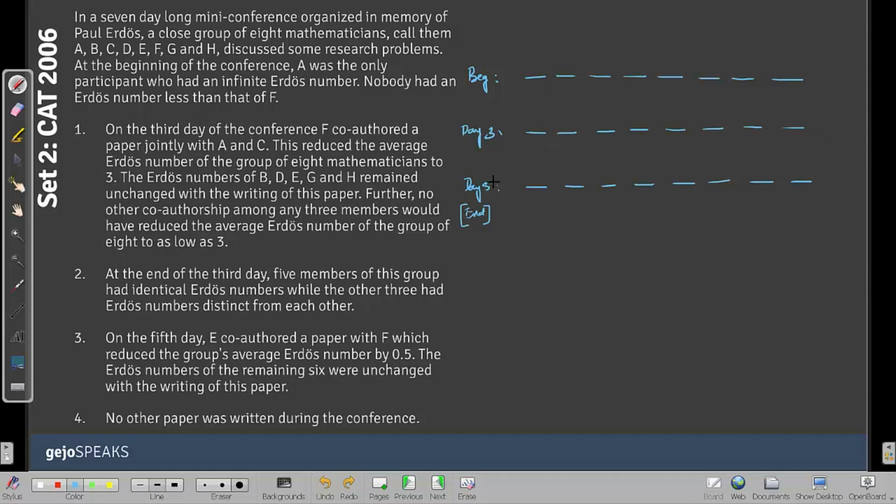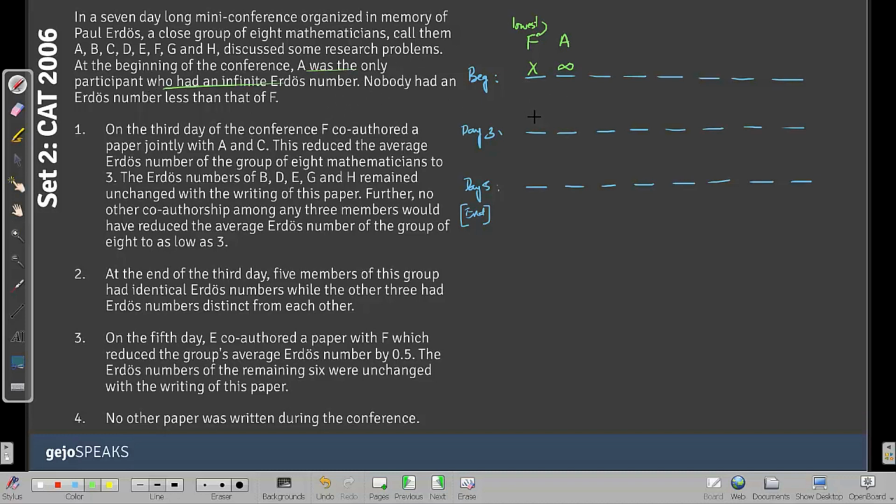Okay, let's start plugging in the values that we know for sure. We know that F and A. F is the lowest. So since in that chain F is the lowest, anyone who gets attached to F is going to get a value which is 1 more than the value of F. So let's take that value to be X. And A started with the value of infinity, which is what has been mentioned here. Okay, A was the only one with infinite value.